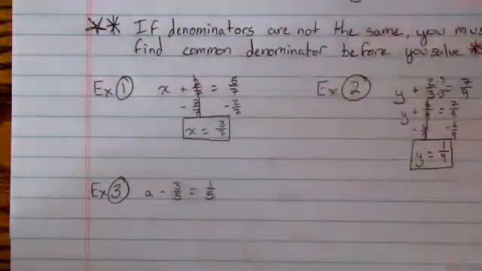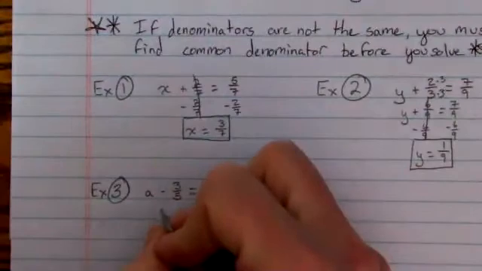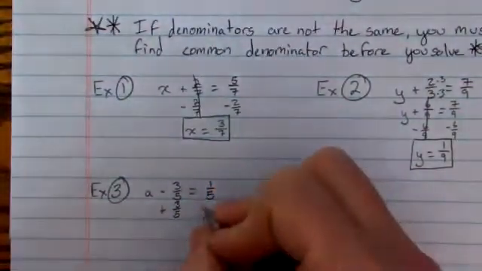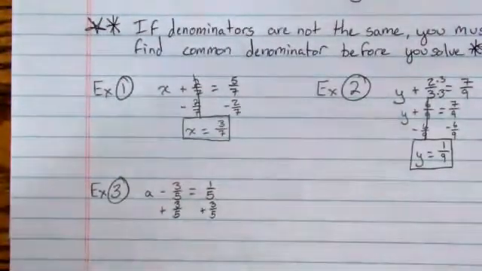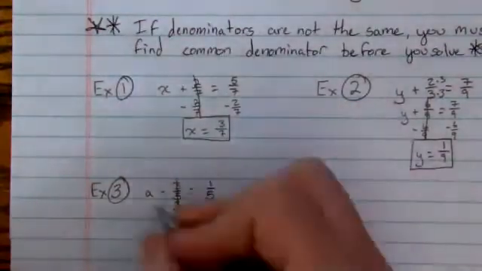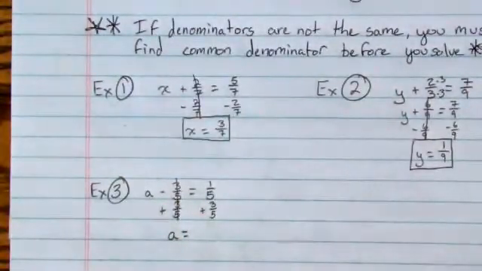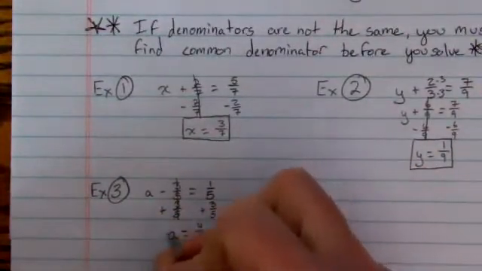I look to see there's subtraction going on. So the subtraction inverse is addition. So we're going to add 3/5. If I add 3/5 to the left, I got to add 3/5 to the right. These go away, leaving me with A equals. What's 1/5 plus 3/5? Well, 1 plus 3 is 4. Denominators stay the same. We get 4/5.